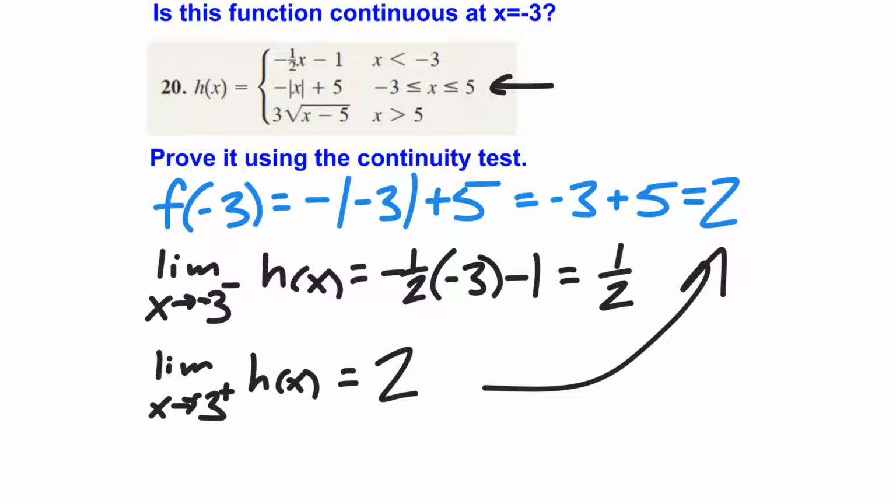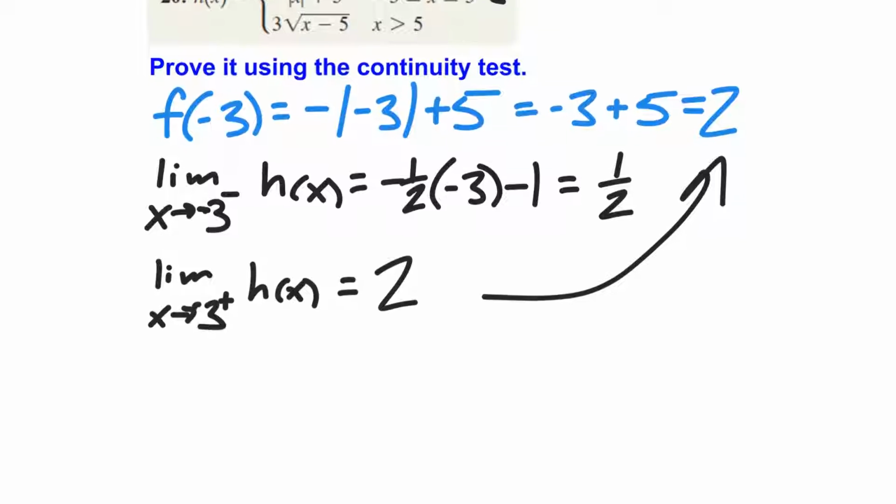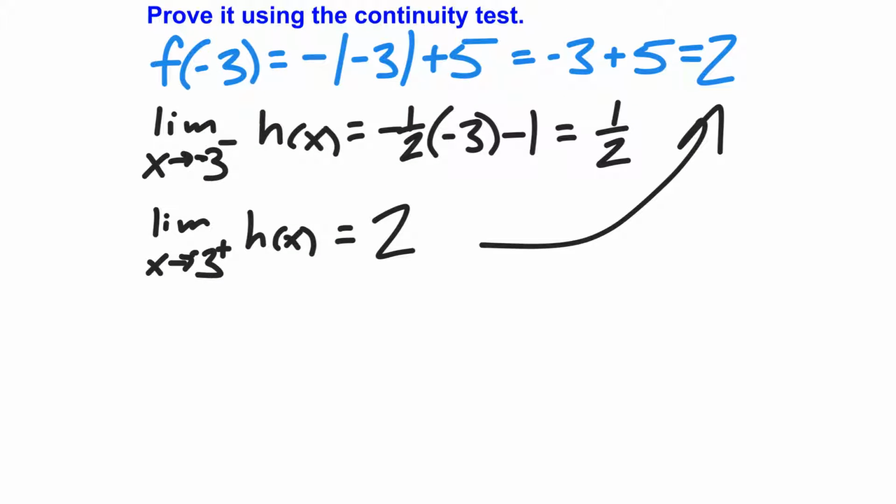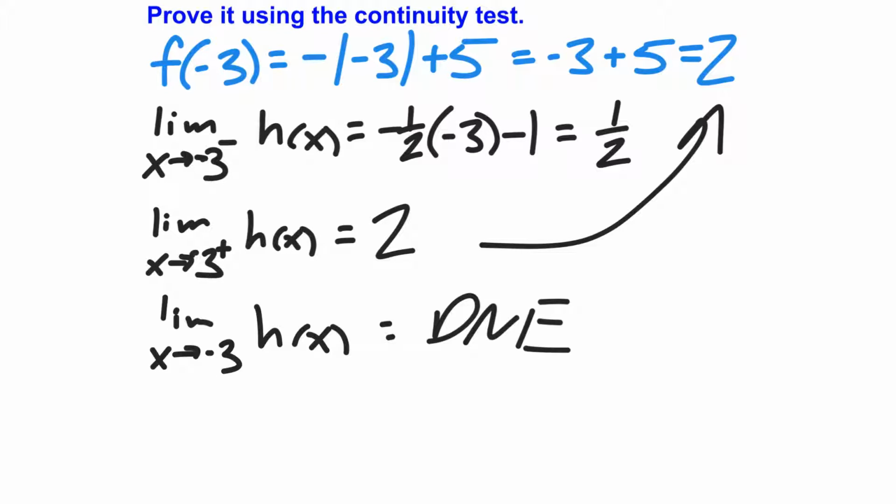So I did that work and I discovered that the limit from the left is different from the limit from the right. Therefore, the limit as x approaches negative 3 does not exist. Therefore, is this continuous? No. We can conclude right there that it is not continuous because that limit does not exist.